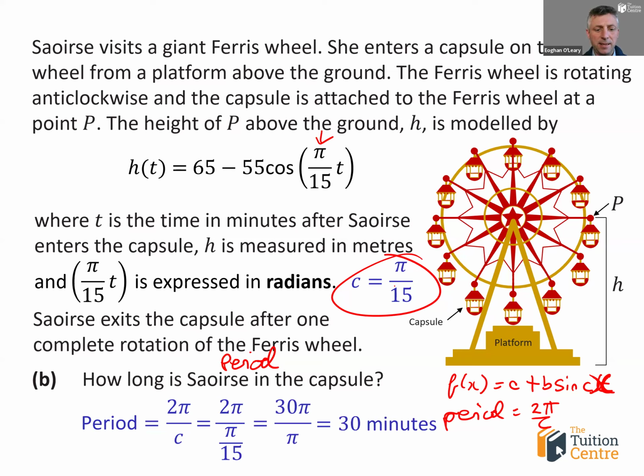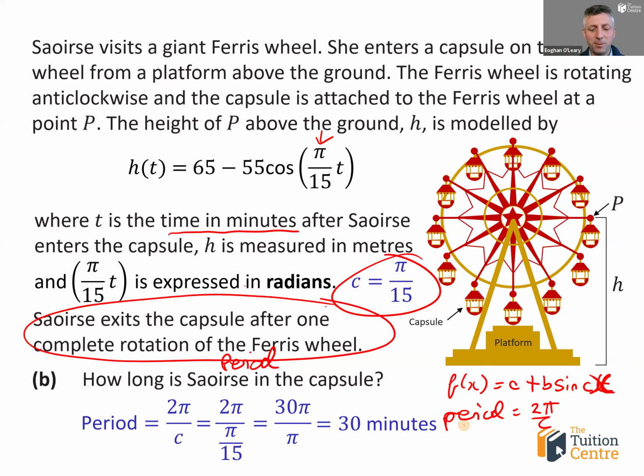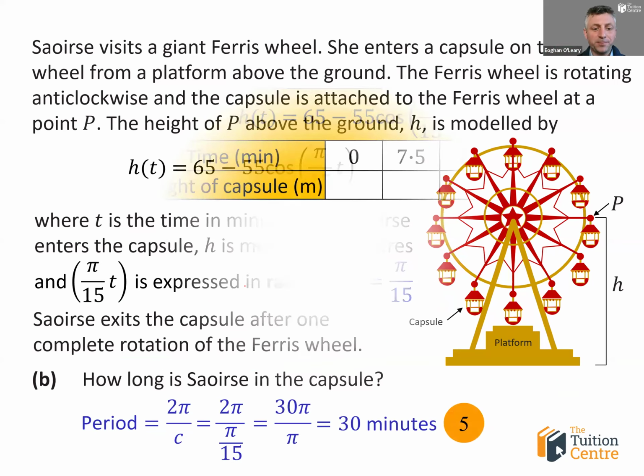And in this case, the time is measured in minutes. So it's 30 minutes. The full rotation is 30 minutes. She stays in there for one rotation, so she stays in there for 30 minutes. So that's another 5 marks.